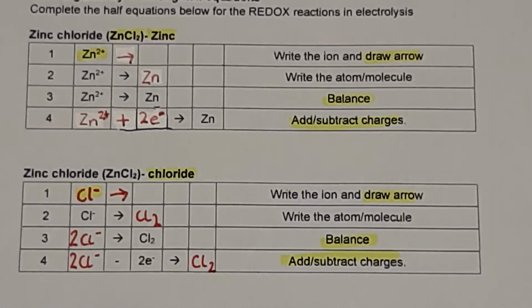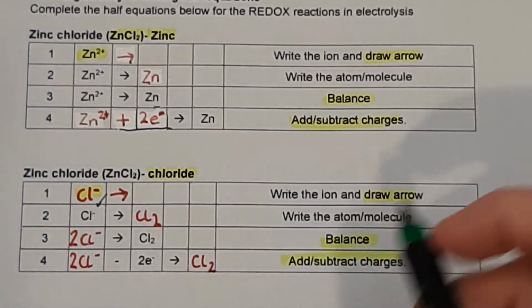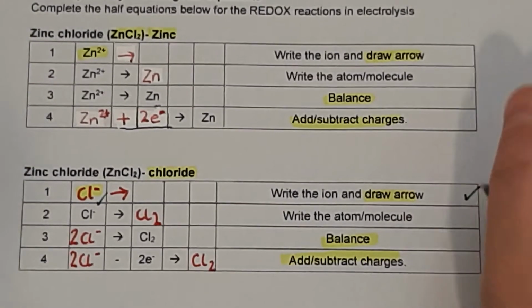Okay, so let's go through this first one. Write the ion and draw the arrow. Well, we've got our ion, it's Cl-, so you can have a mark for that, and drawing the arrow. So you need to have done both to get the marks. There's 1 mark for this line.